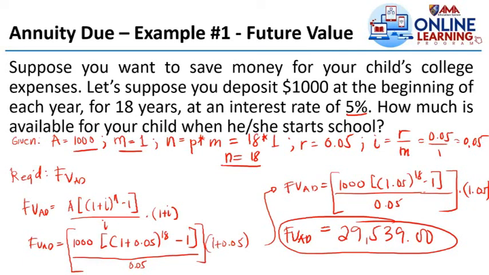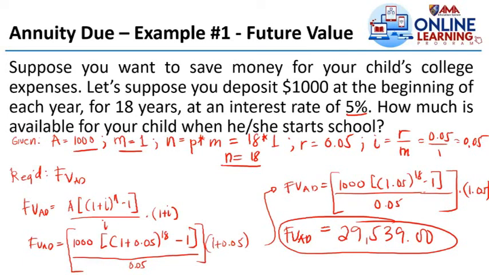So our R, the rate, is 5%. Convert it to a decimal, that is 0.05. Then to get I, I is equals to R over M. Our rate is 0.05 divided by 1, because our M is 1. So the result for I is 0.05. What we need to find is the future value of the annuity due, how much his child will get after 18 years.